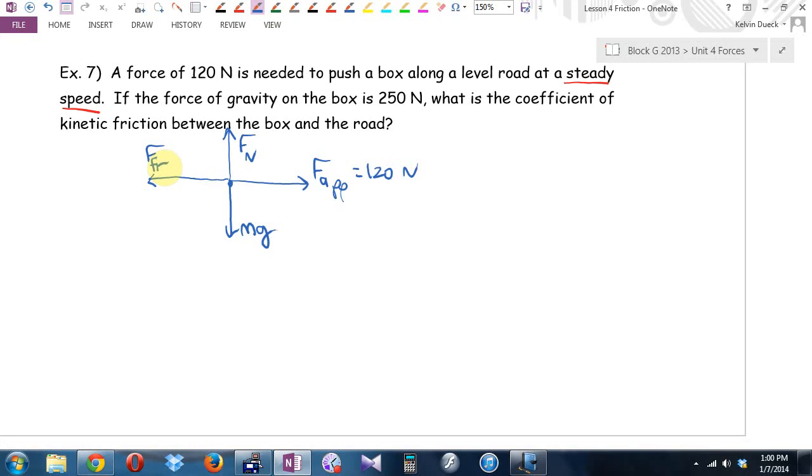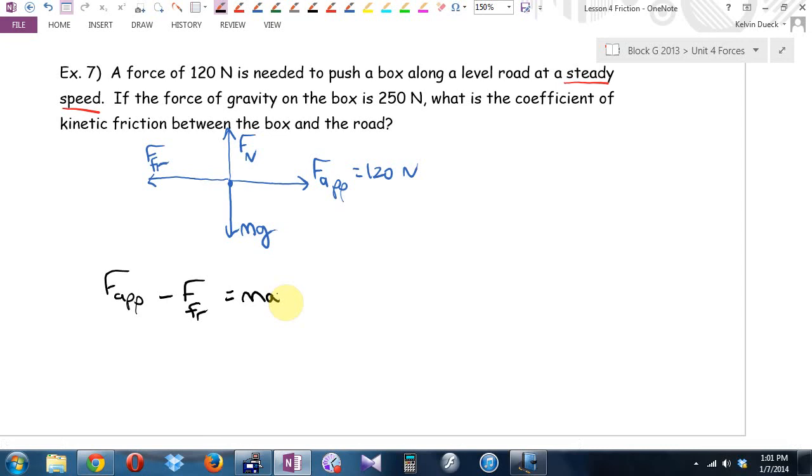Okay. Vertically, it's a tie. Let's write a horizontal force equation. Who's winning? Well, technically no one, because it's steady speed, but it's moving to the right because that's the applied force. Let's call that the winner. So let's go like this. Winner minus loser, because friction is in the opposite direction, equals ma.